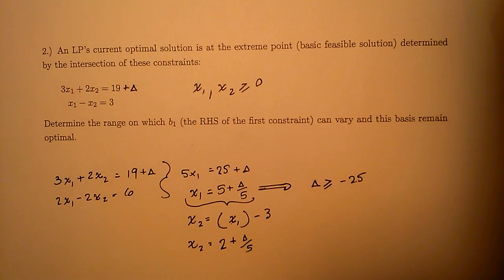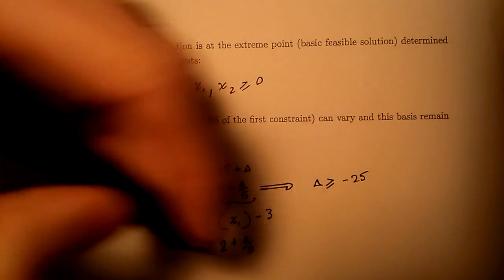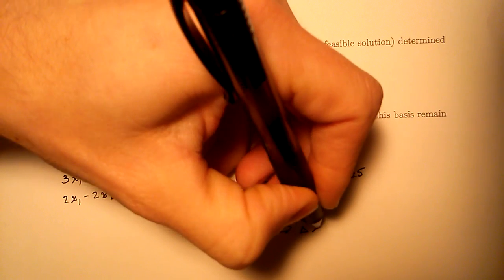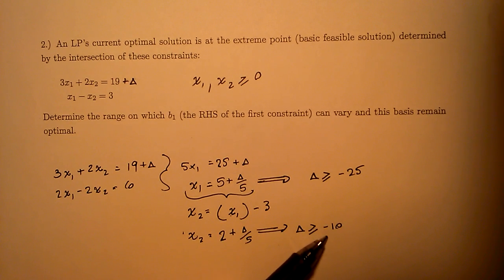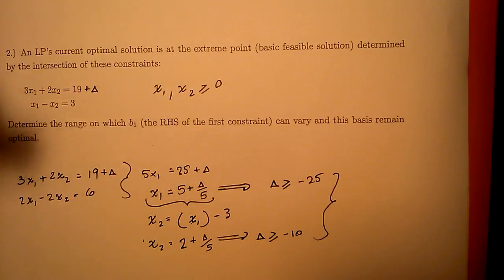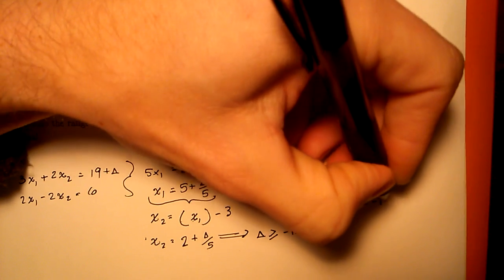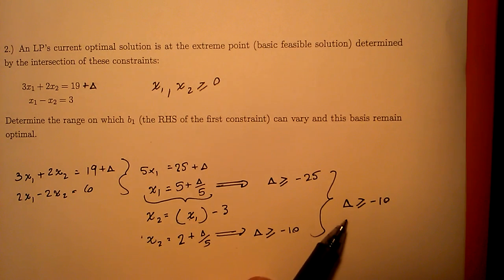Okay? The second thing we found is that x2 is equal to 2 plus delta over 5. What values does that tell us delta can take in order for x2 to remain feasible? Delta needs to be greater than negative 10. Okay? Now we found two pieces of information about what values delta can take in order for the solution to remain feasible. If delta has to be greater than negative 10, and delta has to be greater than negative 25, putting those two pieces of information together, you'll just wind up saying that delta has to be greater than negative 10.